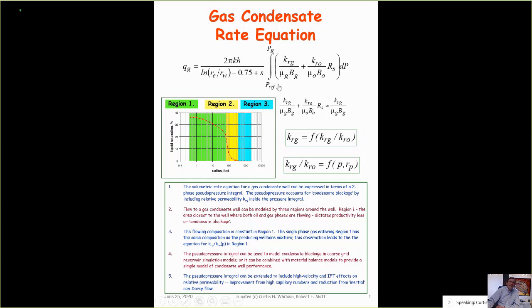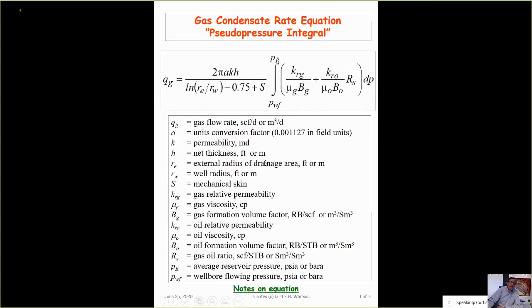Okay, so to implement the understanding of the blockage and the 3-region model, we talked about that yesterday, the 3-region model and the use of this rate equation here. What we talked about is, we got a capital S in there. That's not the blockage skin. This would be damage or something related to geometry, stimulation skin, something like that. So it's well geometry. The main term is kh. We got the well geometry terms and everything here.